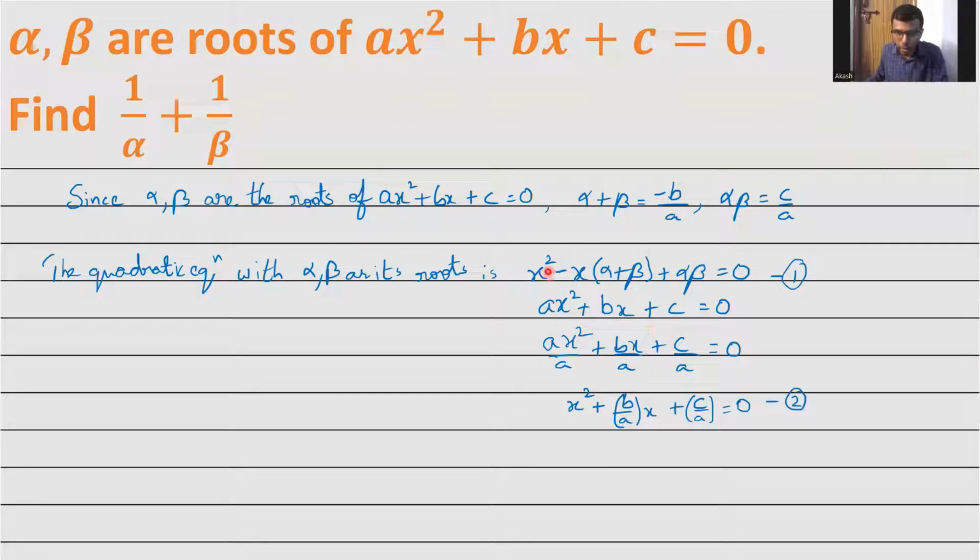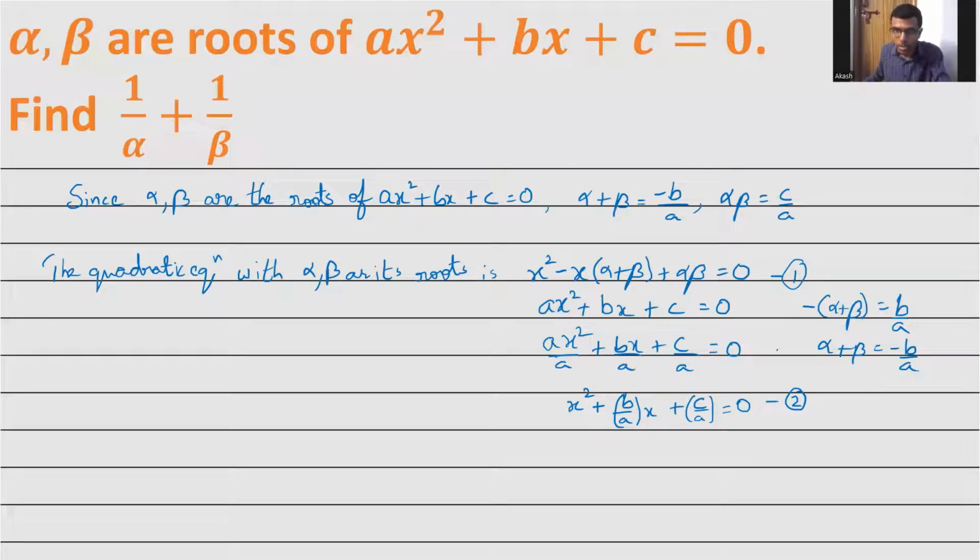Now compare this equation number 1 and equation number 2. By comparison, see, now it's matching. The coefficient of x square is now 1 in both 1 and 2. Now observe the coefficient of x in the first equation. It is not alpha plus beta, it is minus of alpha plus beta. So therefore, minus of alpha plus beta will be nothing but equal to b by a, the coefficient of x here. Therefore, alpha plus beta is nothing but minus b by a.